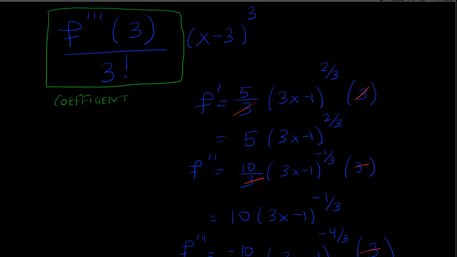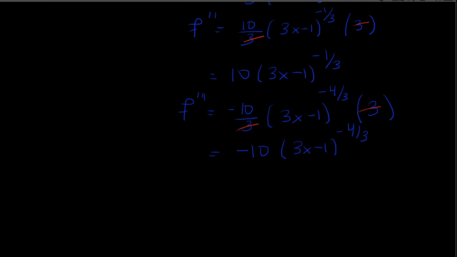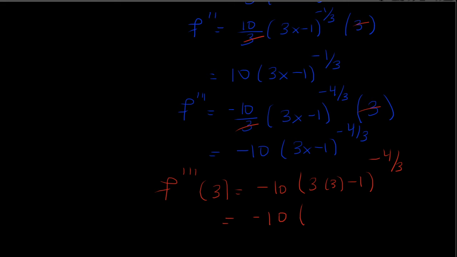Okay, the derivative's done, but now I need to plug in x equals 3. I'm going to look at the derivative at x equals 3. So I'm going to replace x with 3 in here. Okay, then 3 times 3 minus 1 is 8. Raise it to negative 4/3.